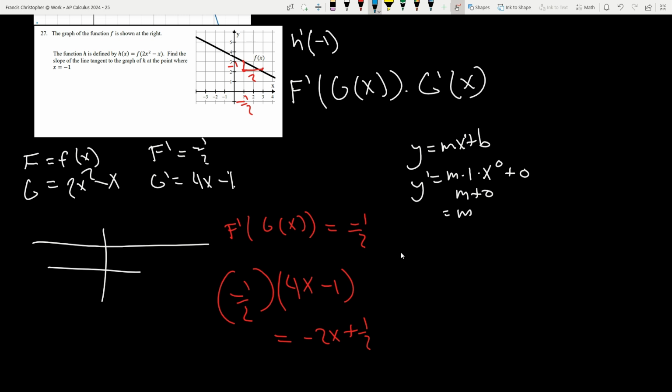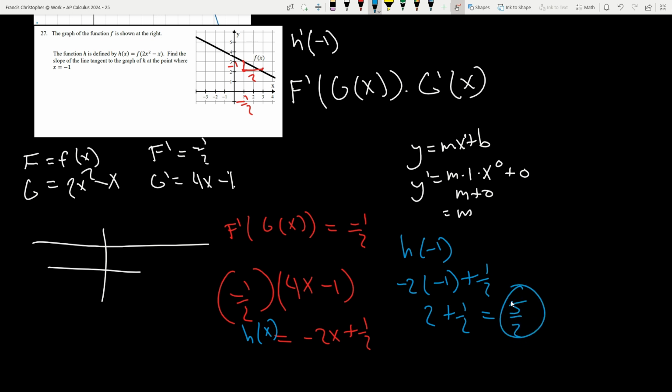the slope at -1. So this is h prime of x. H prime of -1, we just put in x equals -1. So -2 times -1 plus 1/2. This is 2 plus 1/2 equals 5 halves.